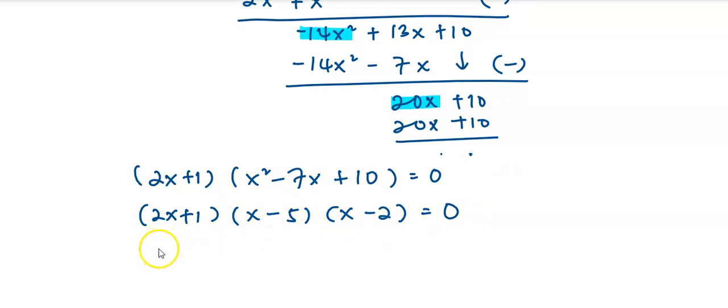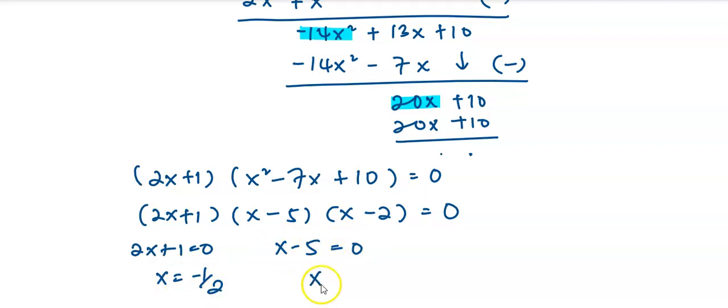After that, the question asks us to solve. To solve, meaning that we have 3 factors, right? Either 2x plus 1 equals 0. Solve it, we have x equals negative 1 over 2. Or maybe x minus 5 equals 0, then you have x equals 5. Or maybe your x minus 2 equals 0, you have your x equals 2. So this is what you have solved.